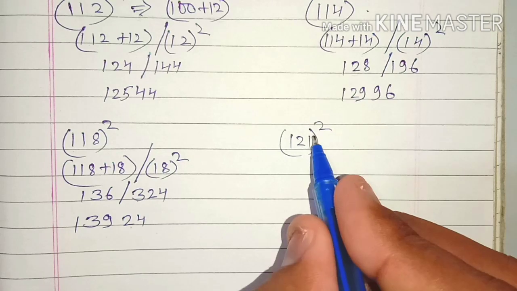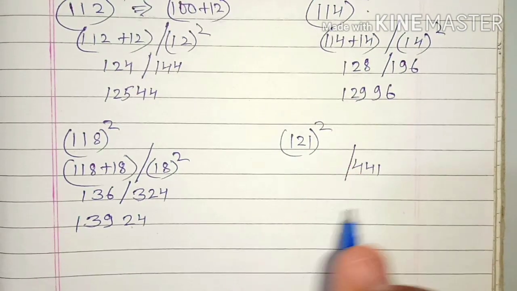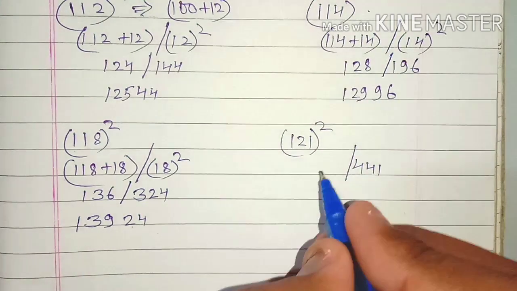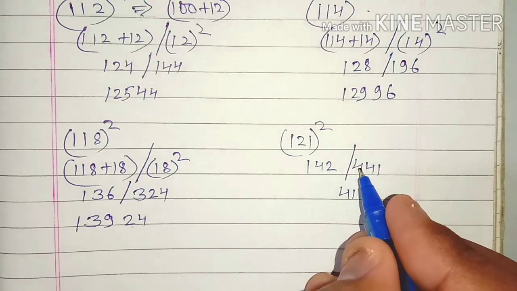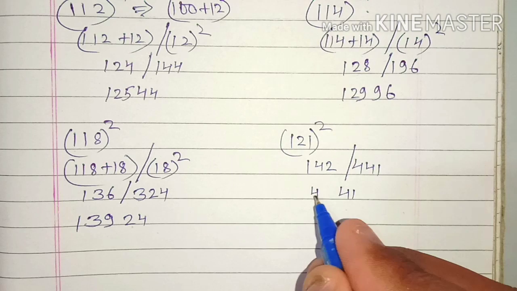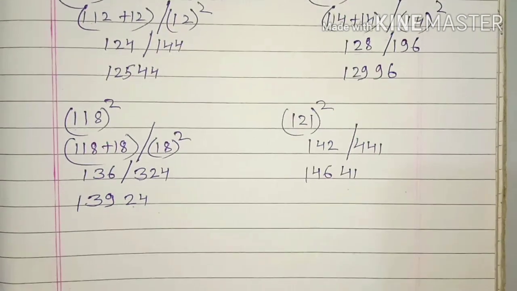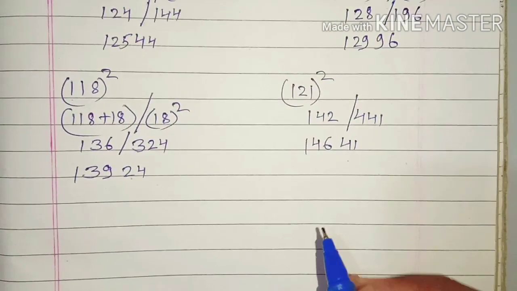Now the square of 21 is 441. 121 plus 21 becomes 142. 41 can be written the same, 4 will be carried to the left. 142 plus 4 is 146. So the more you practice, the simpler it will be for you.